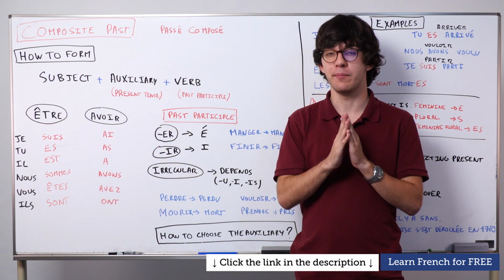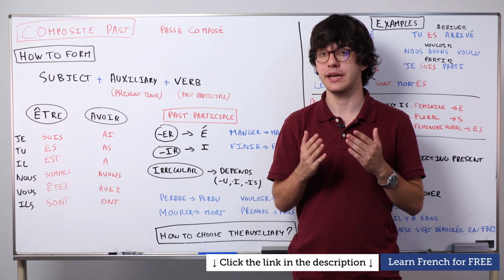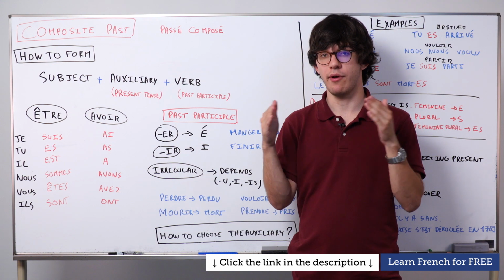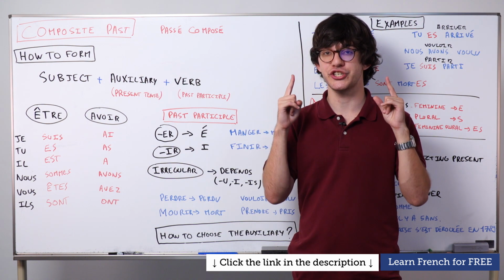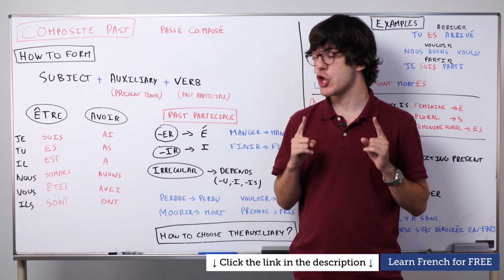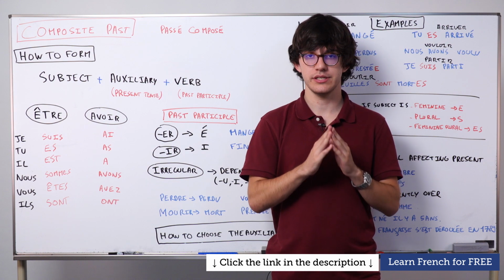But if the verb is a change of state, for example, the verb is arrive somewhere, to arrive, then it's a change of state. You moved. So for that, you need to use être. So this is the rule.